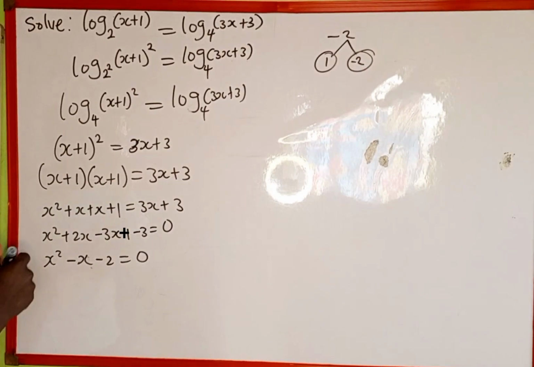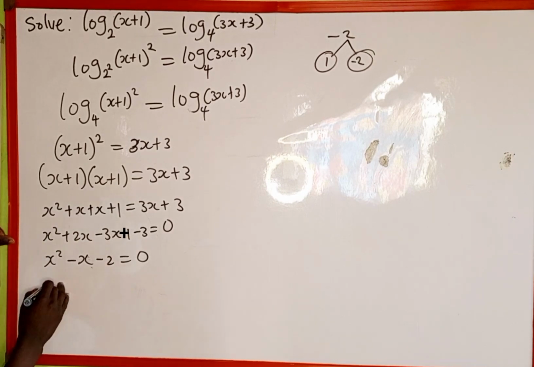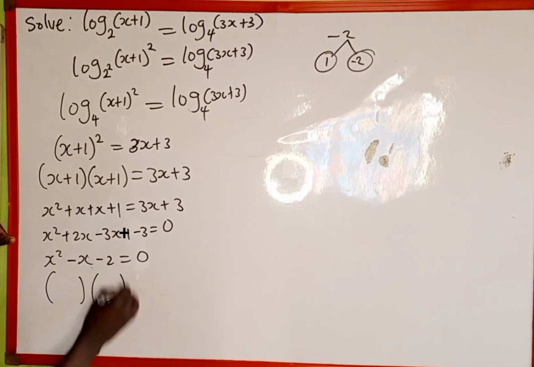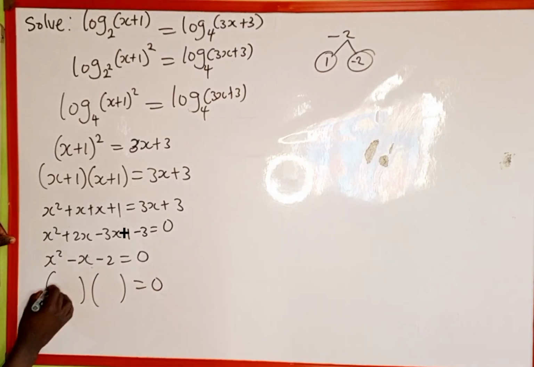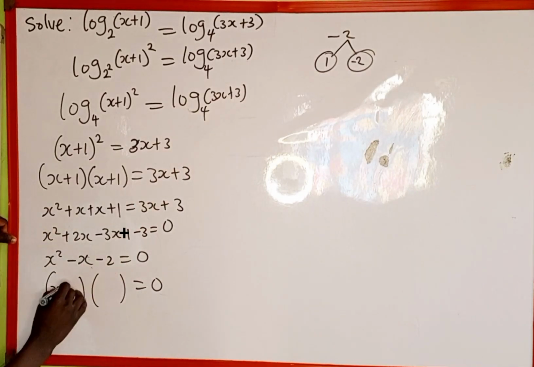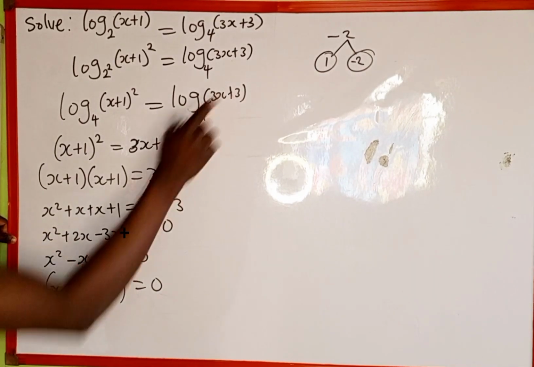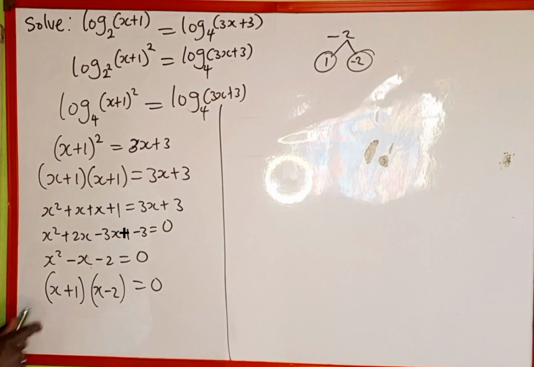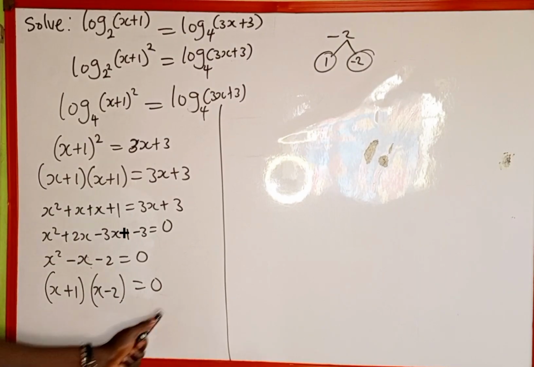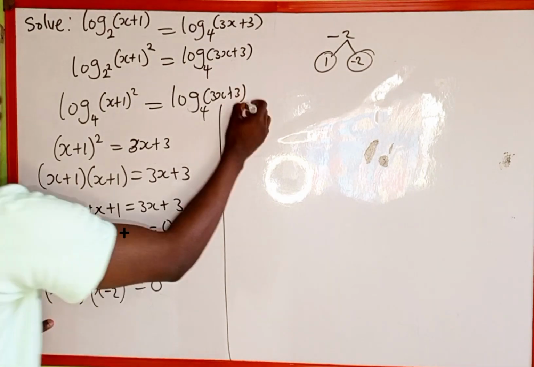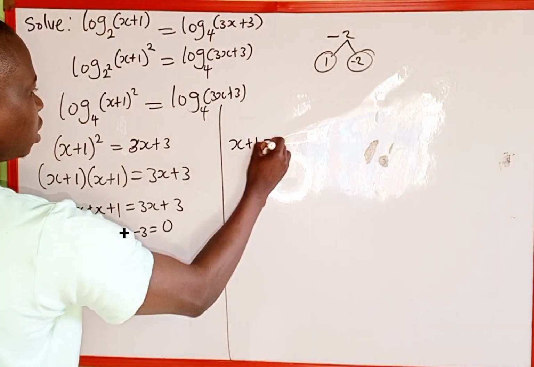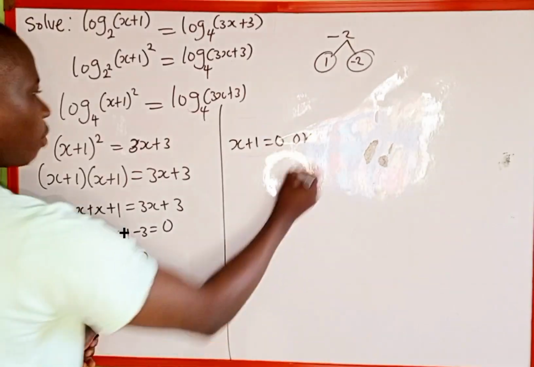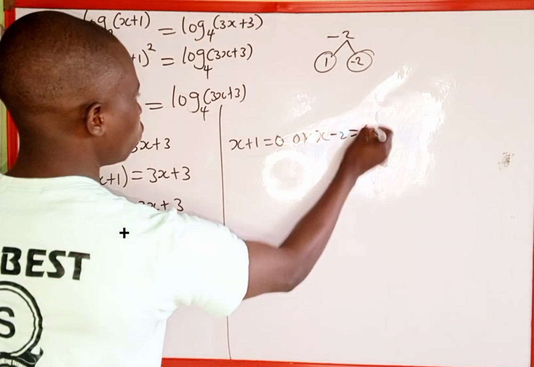Then in factoring a quadratic equation, what are we going to do? We use two brackets multiplied together. Then the variable here is x. So the first number is positive 1, then x, and the second number is negative 2. And remember, when two brackets are multiplied and equal to 0, it is either the first one, which is x plus 1 is equal to 0, or the second bracket, x minus 2 is equal to 0.